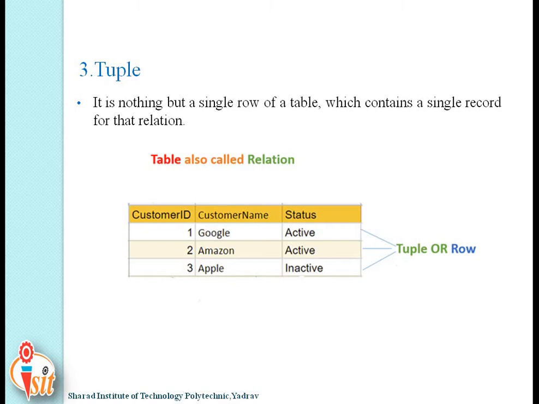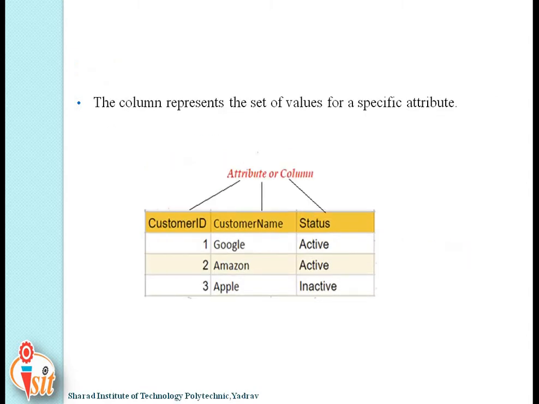In this example, row number 1, row number 2, row number 3, that is Google having status active, Amazon having status active, and Apple having status inactive. These three entries, that is these three rows, are known as tuples. Remember that a tuple is also called a row. A row of the table is known as a tuple.